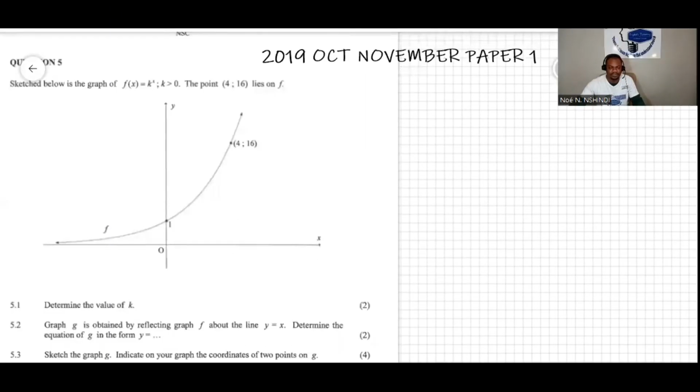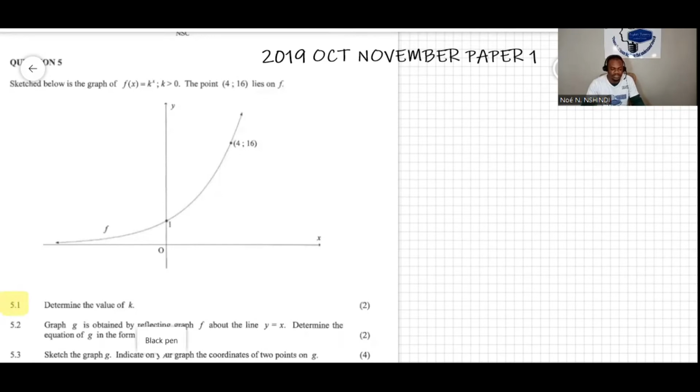Well, we have another question here, question 5. The question says that the sketch below is the graph of f of x equal to k to the power of x, where k is greater than 0. The point (4, 16) lies on f. Now, question 5.1 says determine the value of k.